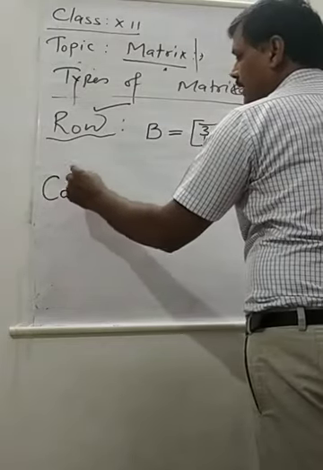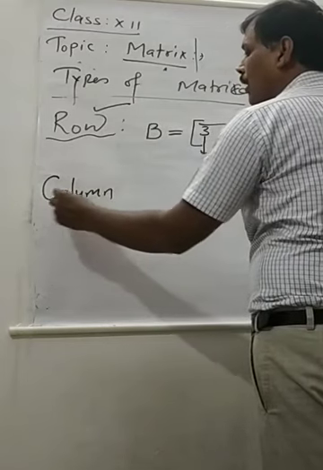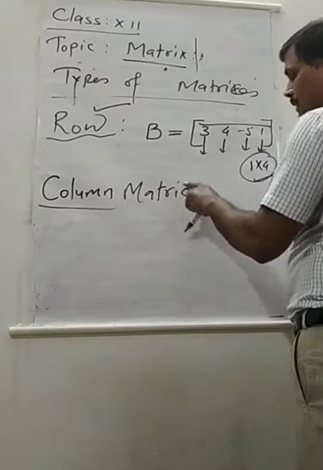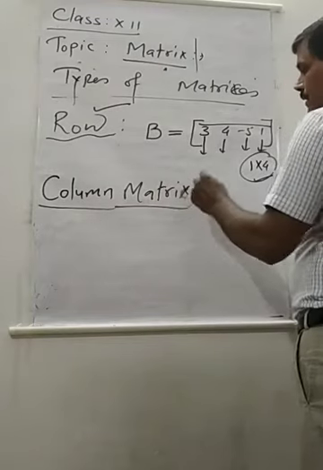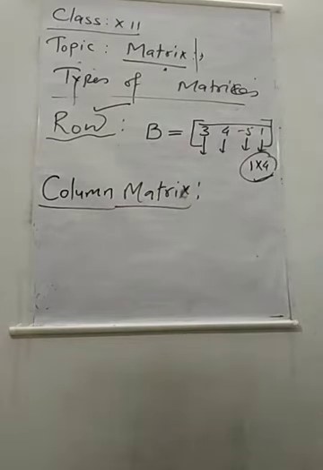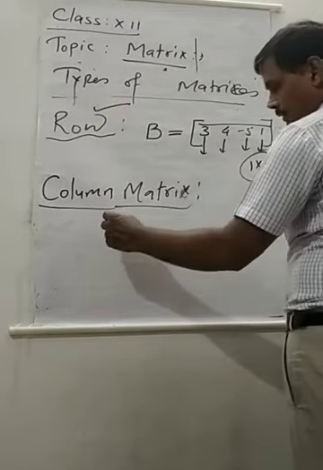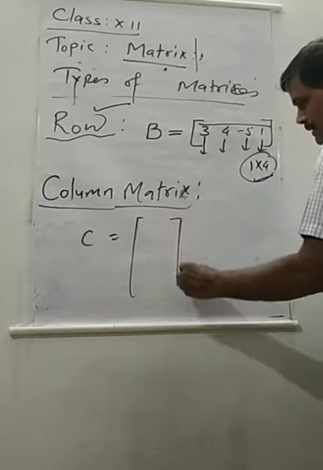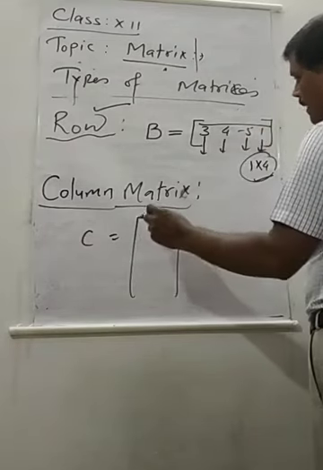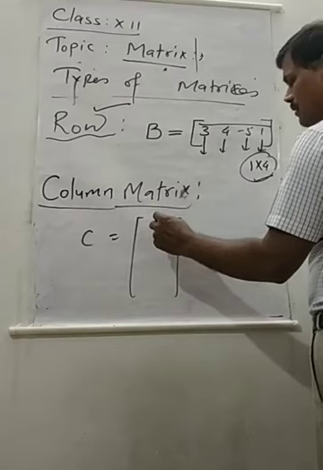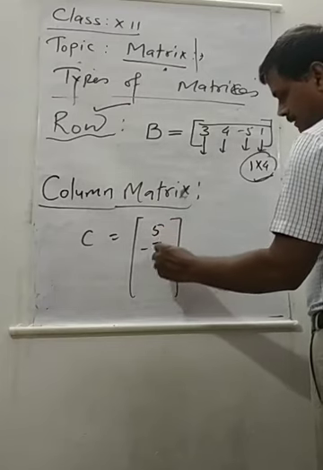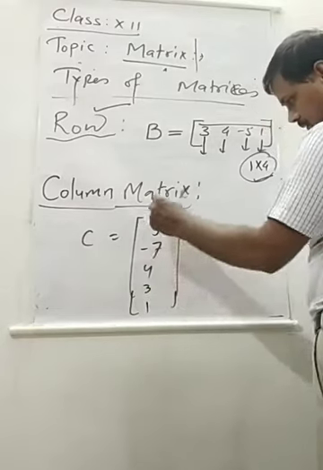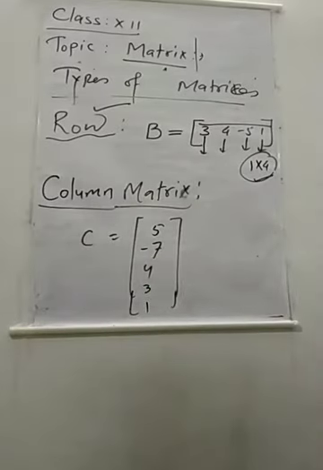After this, the second is column matrix. I think you are very comfortable to explain this also in the same sense. In a column matrix, there will be a single column, whereas whatever the number of rows it might have. So, the example C will help us to understand this column matrix. The same we can write other also. 5, minus 7, 4, 3, 1. This is a good example for column matrix.